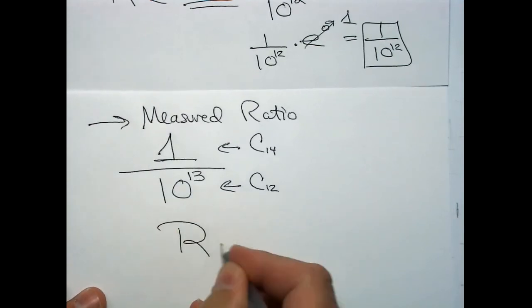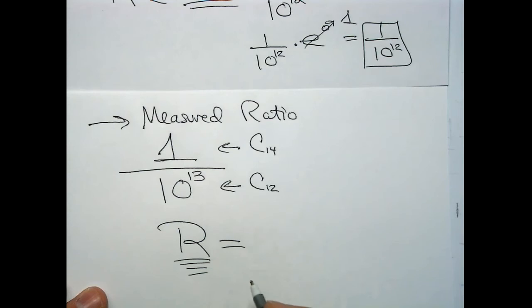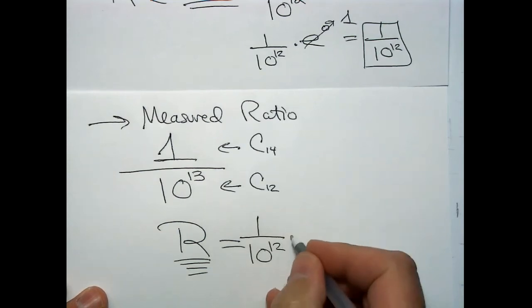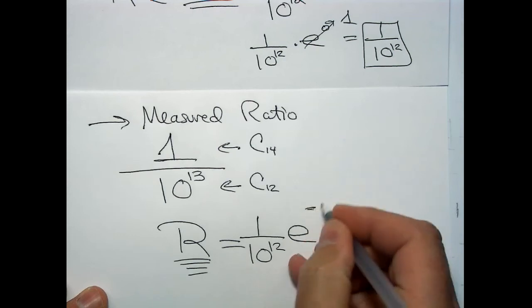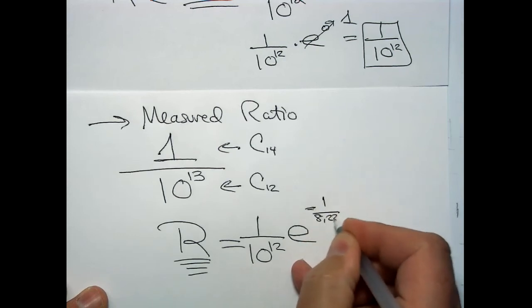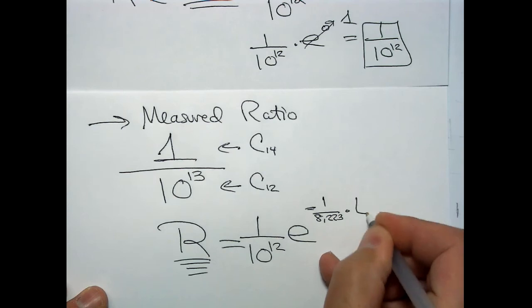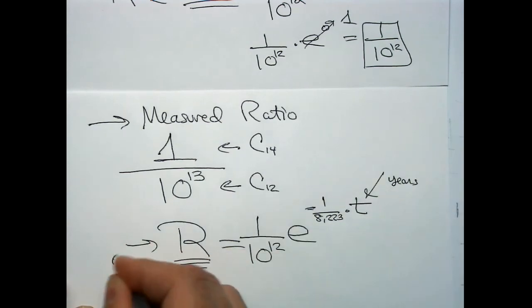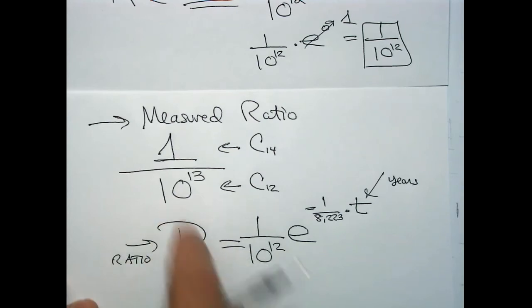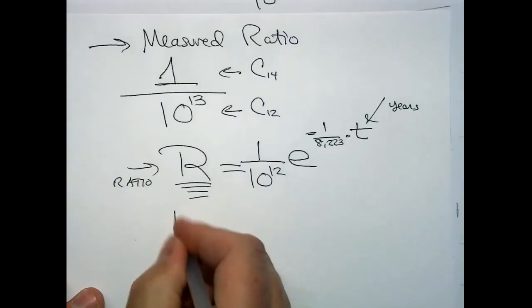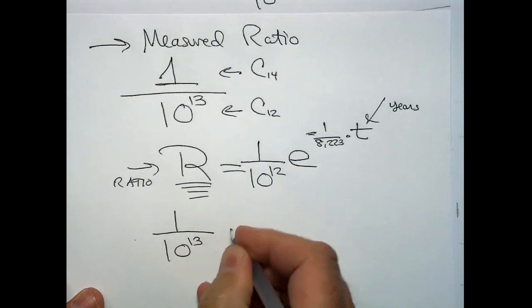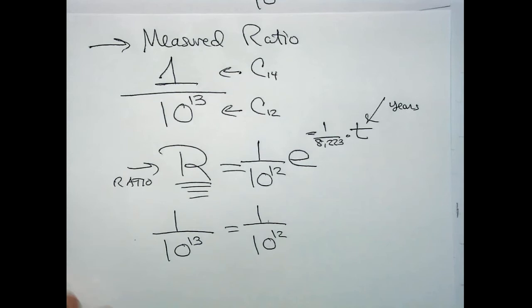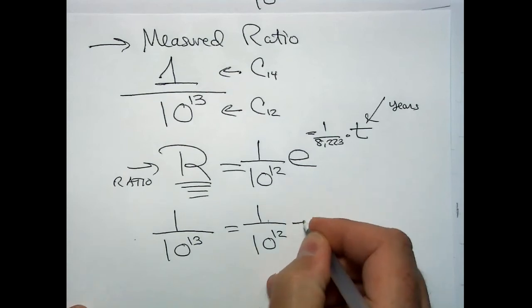Now, the model is the following. The ratio you're reading right now is 1 over 10 to the 12th. That's the A. That's built into the model. e to the minus 1 over 8223 times t for time. That's in years. So this is years, and this is the ratio. Well, guess what? We know the ratio of this fossil that we dug up. It is 1 over 10 to the 13th. It's pretty small, which is smaller than when this fossil was actually a living thing.